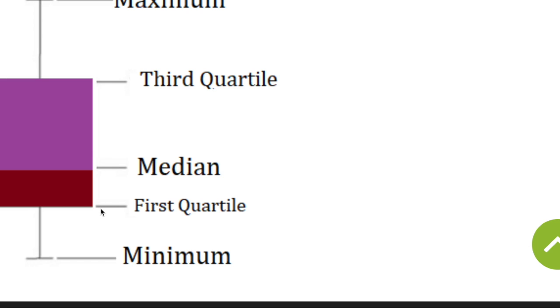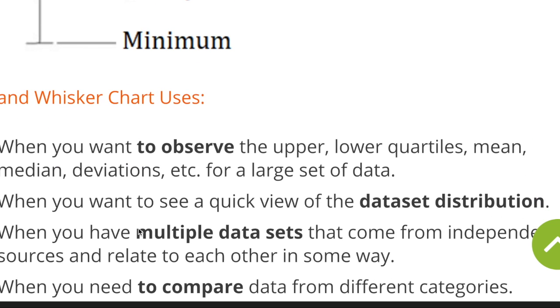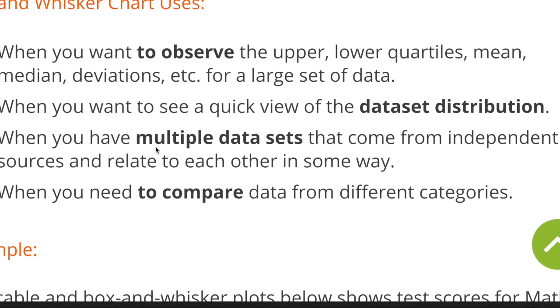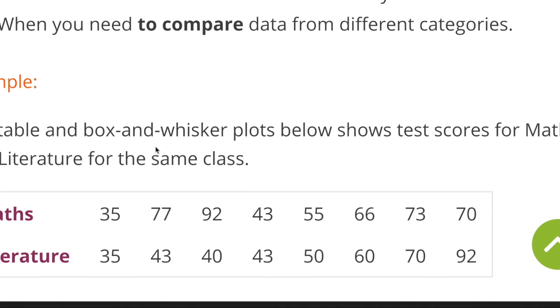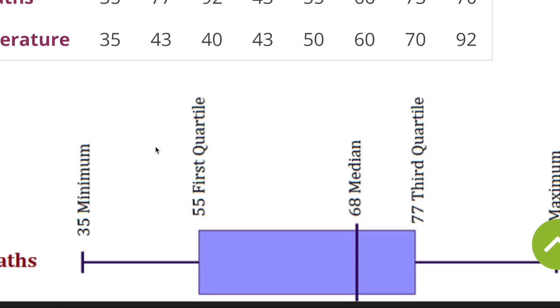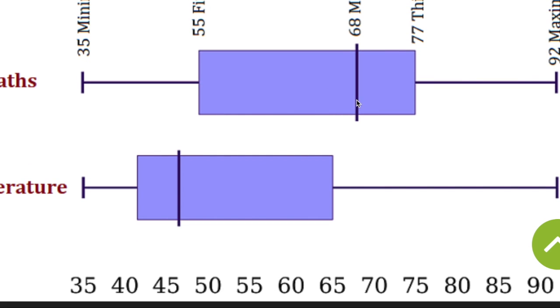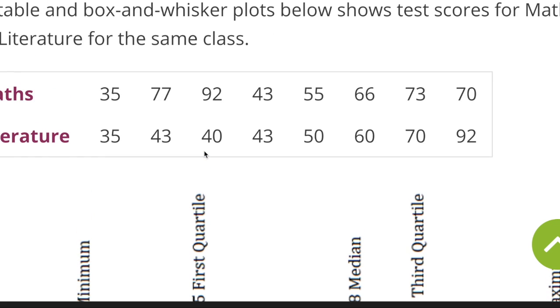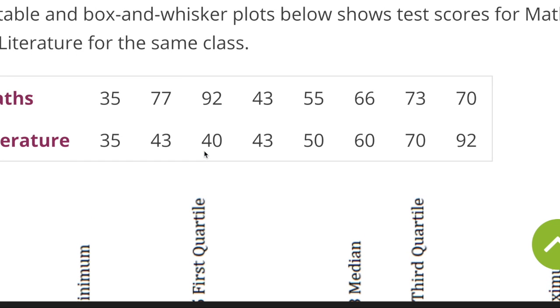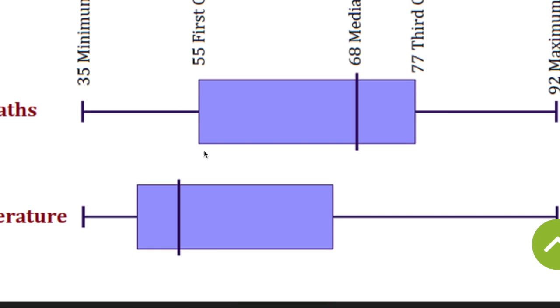Typically we do them horizontally, so there's an example here that shows two data sets that will be represented with horizontal ones. Notice if you glance at the numbers, it's difficult to get a sense of what's going on, but with two box plots, you can quickly see that even though they have the same range, the bulk of the math data represents higher scores, and the bulk of the literature data is lower by comparing their medians.